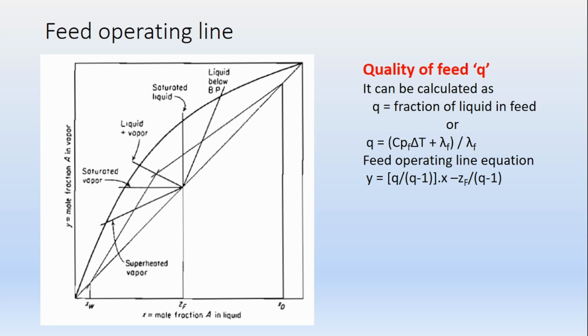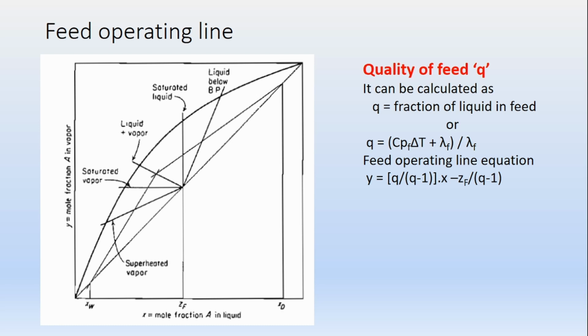Okay, so the slope of the feed operating line will vary depending upon the quantities of vapor and liquid present in the feed. So we have defined the term called quality of feed, which can be calculated as a fraction of the liquid in the feed. So let us say that the feed contains 0.7 mole fraction of liquid, then the q value will be 0.7.